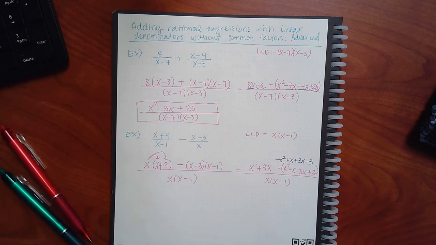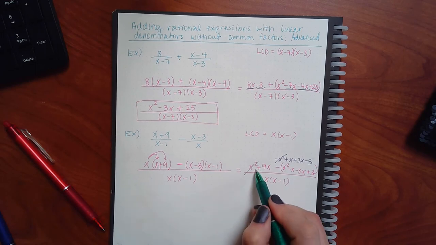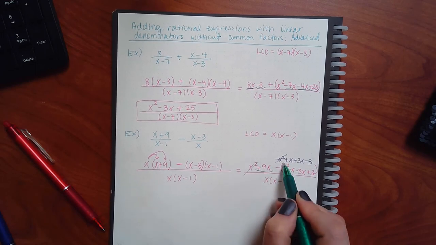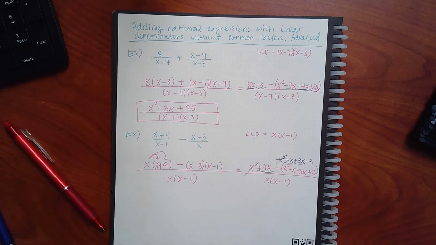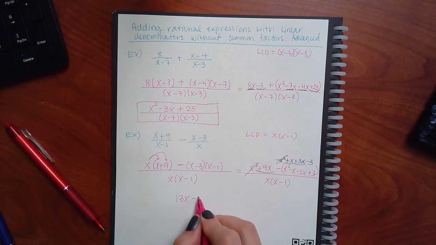After I distribute it, when I combine my like terms, I'm going to combine the pink X squared plus 9X with all that stuff I have in purple, so I don't have to rewrite a whole other fraction. Just kind of shortcutting. So what happens when I do X squared minus X squared, though? They cancel each other out. And then what happens when I combine my X's? I have positive 9, plus 1, plus 3. You got 13X? And then I only have one constant, and that's the minus 3, so I'm just going to bring that down.